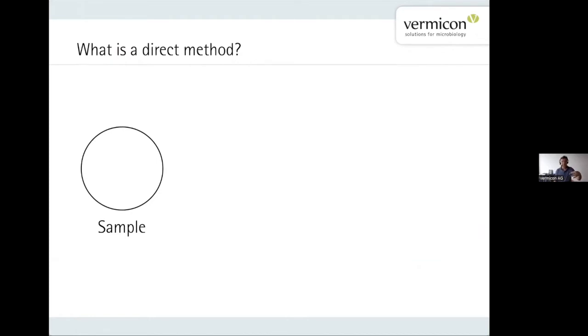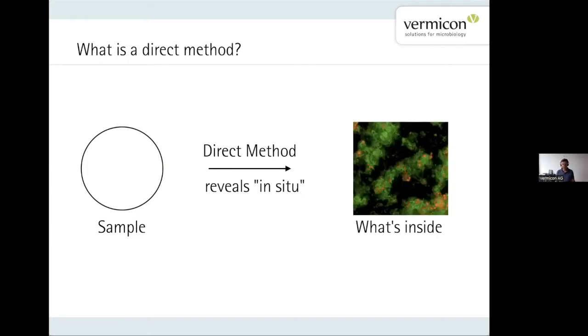So what is a direct method? Very, very easy. A direct method is: you have a sample, and on this sample you apply a direct method, and this reveals in situ what's inside. It's very simple. You have a sample and you want to know what's inside. You don't want to know what's inside using a specific technology. You don't want to limit yourself. You don't want to say, okay, when I use this technology, I can analyze this.